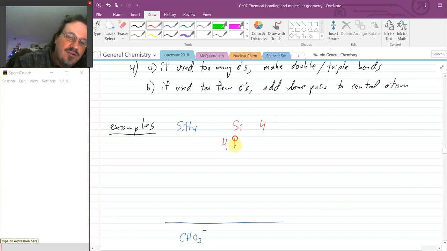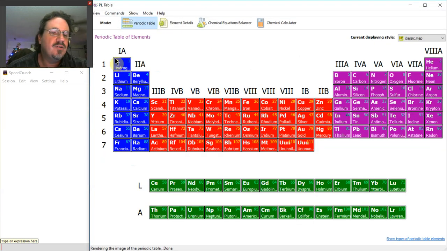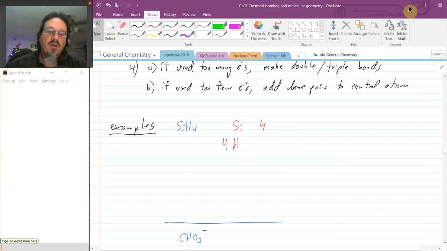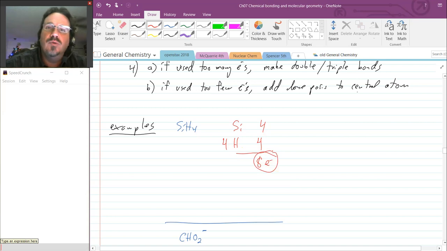Then I got 4 hydrogens. Hydrogen is in the 1st column, it's only got 1 electron that it brings in, but I got 4 of them, so there's 4 more. That's a grand total. 4 plus 4 is 8. 8 electrons to work with.